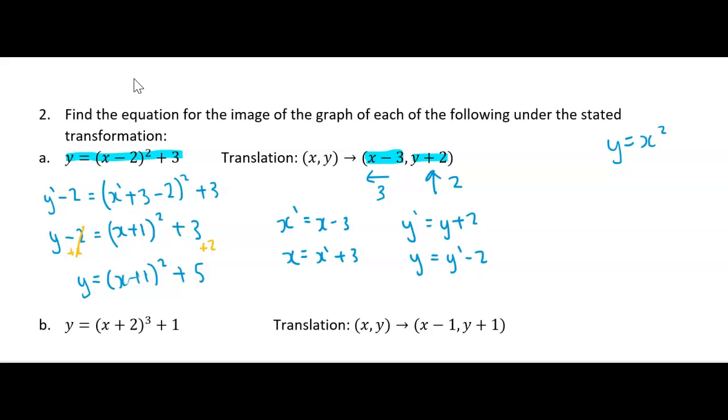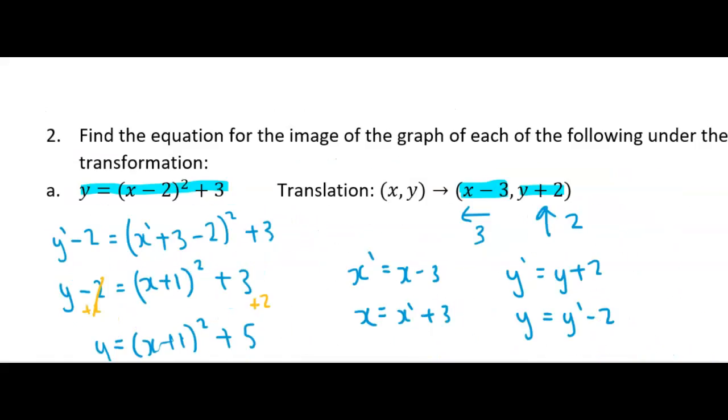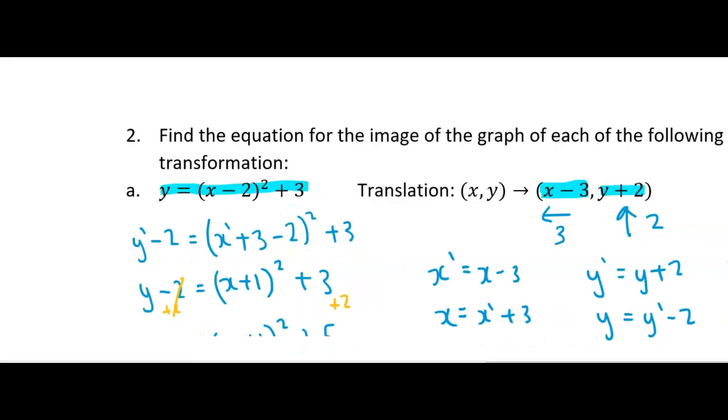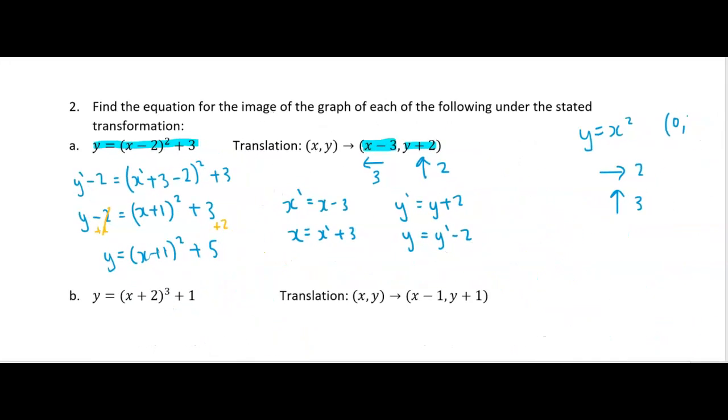So what has happened to y equals x squared? Initially, it has gone to the right 2 and up 3. And then if we look at just maybe the turning point, which was, oops, I'm going to go out of my screen. Let me just move the thing across a bit. Can I do that? No, wrong way. Whoops. Oh gosh. There we go.